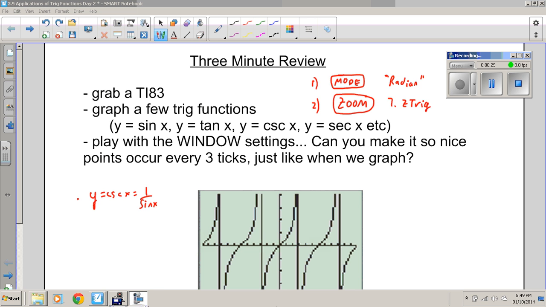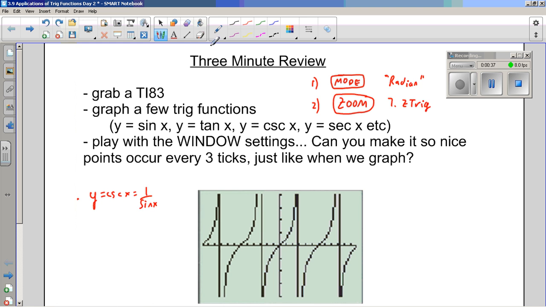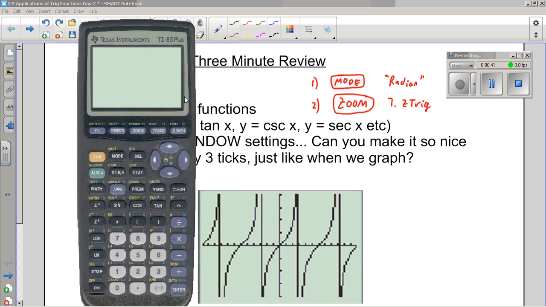First of all, if you haven't done the 3-minute review because you didn't have this installed at home or whatever, then make sure you try this back in class as soon as you get a chance. It is important to be able to mess around with this, like I said.